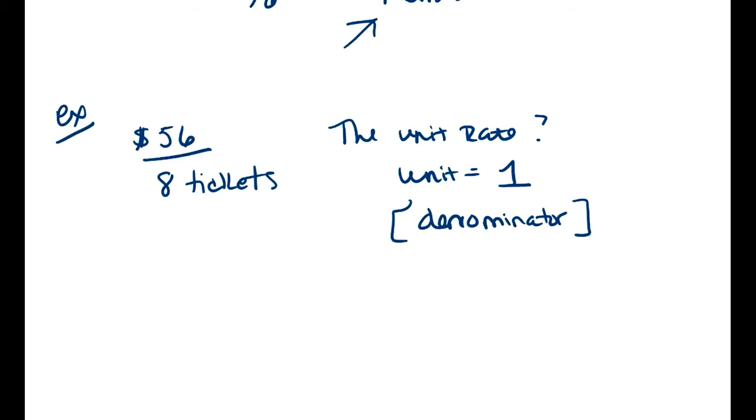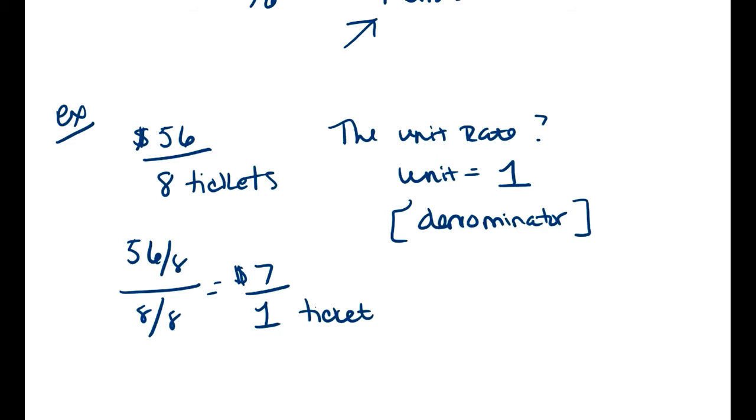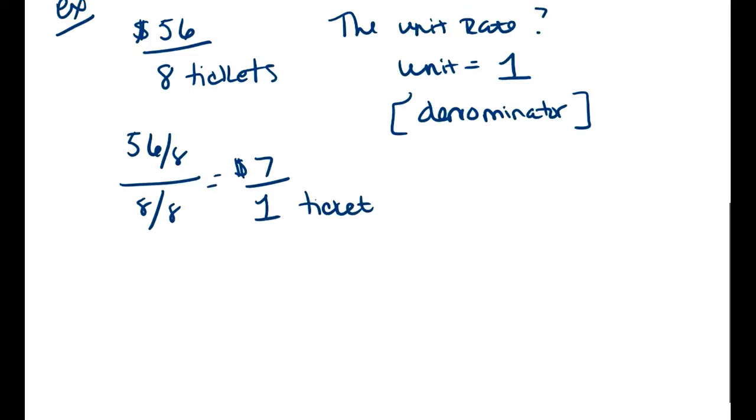So basically, what do I have to divide top and bottom of this fraction by to get 1 in the denominator? Well, it's always going to be the number that's in the denominator. So all I have to do is divide 56 by 8 and 8 by 8, and I'll get $7 over 1. And what that means is the unit price is 1 ticket for $7. All right, let's do another one.